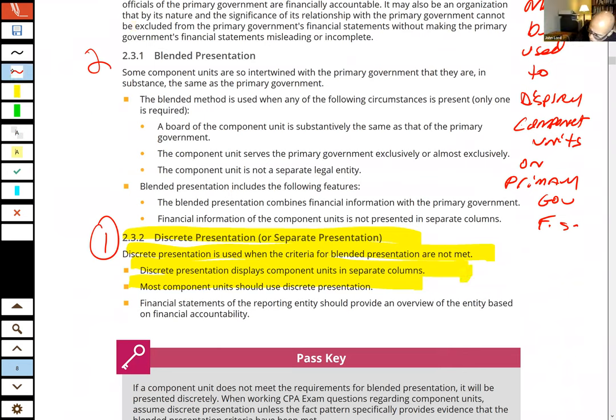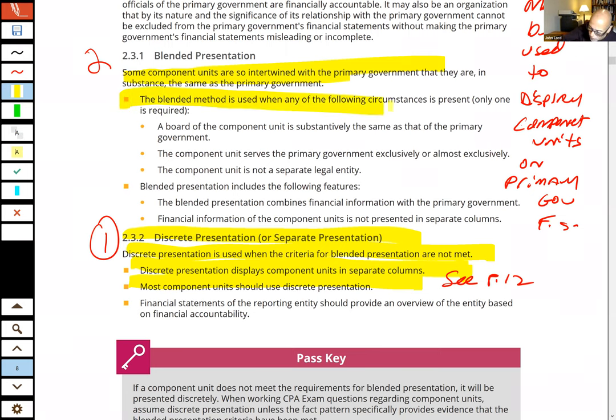Now they tell us you can use blended, you use discrete when the criteria for blended are not met. So let's just flashcard the criteria for blended, okay? So some components are so intertwined that they are in substance the same, and I can't show you blended because it would be like showing you a milkshake and saying, well, here's the milk, here's the ice cream. Everything's mixed up together, right?